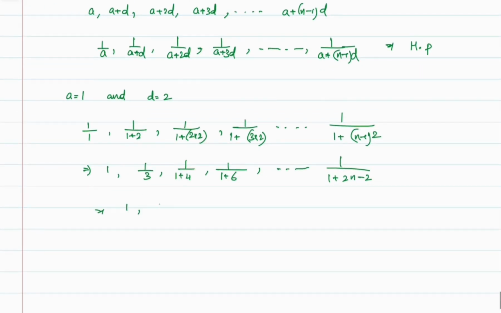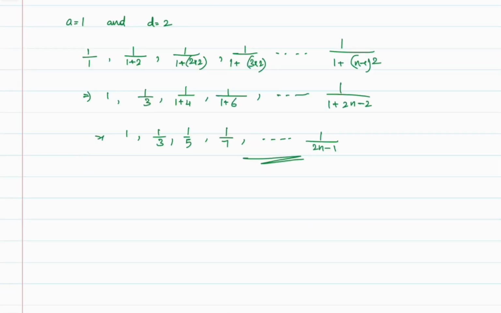Now the sequence will become 1, 1 by 3, 1 by 5, 1 by 7, and so on up to 1 by 2n minus 1. When the terms in the sequence follow this pattern, we can say that the terms in the sequence are in harmonic progression. You can see that when we take the reciprocal of these terms, it becomes 1, 3, 5, 7, and so on up to 2n minus 1, which is an AP with first term equal to 1 and common difference equal to 2. Hope you understood well.